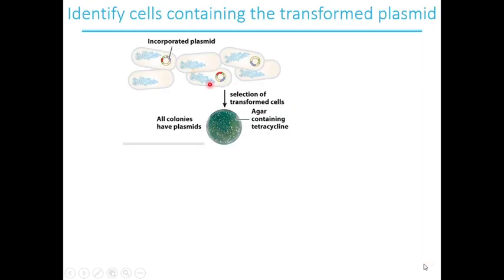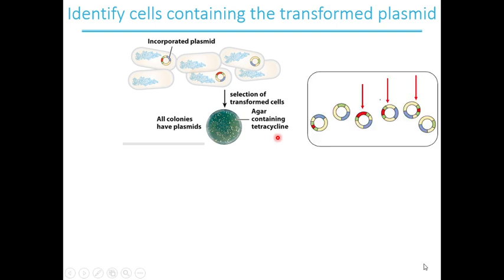Once the recombinant plasmid is introduced into the host organism, it is important to identify cells that contain this transformed plasmid. For this purpose, a technique called selection is used. To select plasmids that are right, selection based on tetracycline is used, and bacteria are grown on agar plates containing tetracycline.